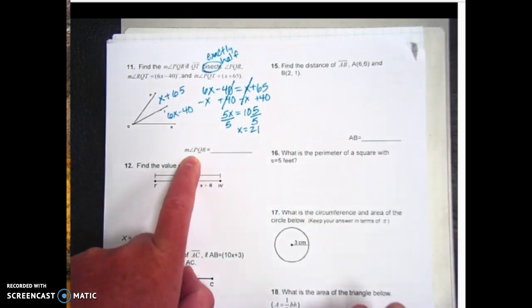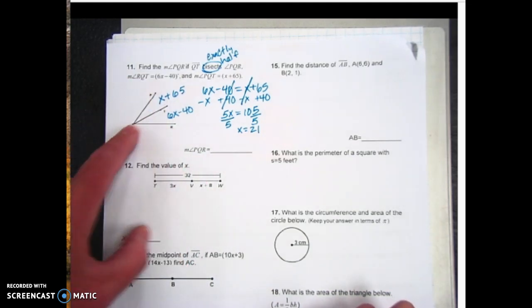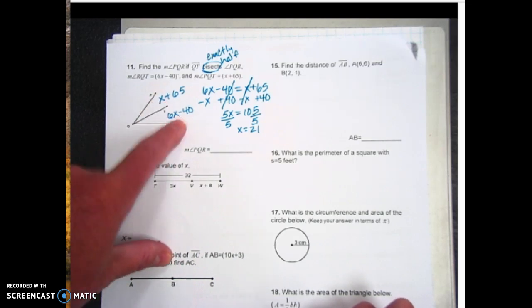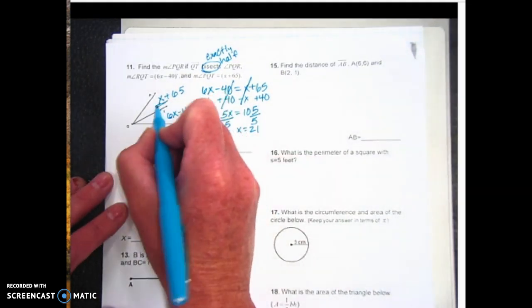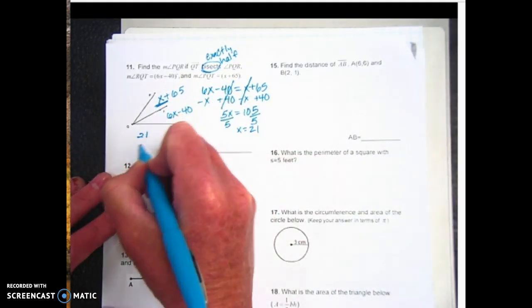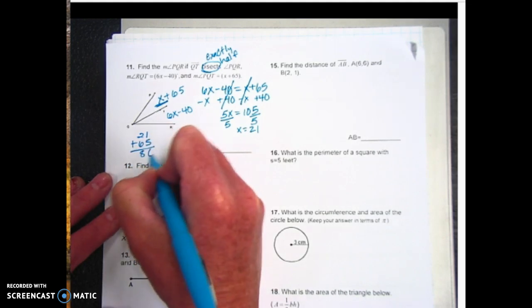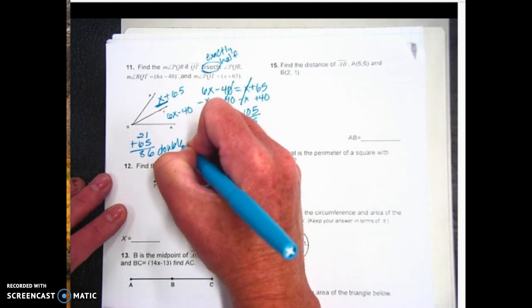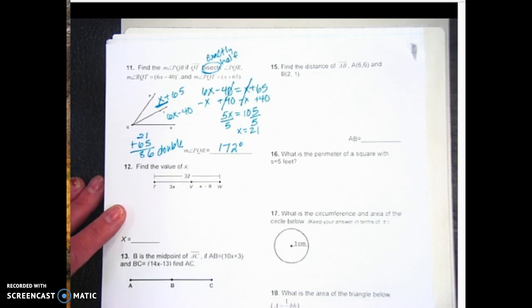Notice this doesn't say what is x. This says what is the measure of angle PQR. So PQR is the whole angle. So we can plug it in and get one of them, but then we need to double it to get the whole thing. So if I plug 21 in here, 21 plus 65 is what, 86? Then we just need to double that, or multiply it by 2. We should get 172 degrees.